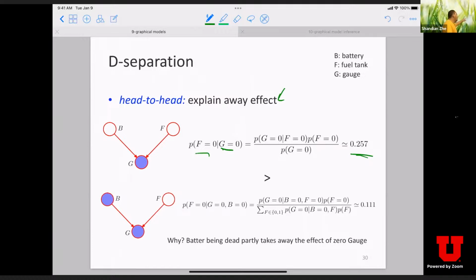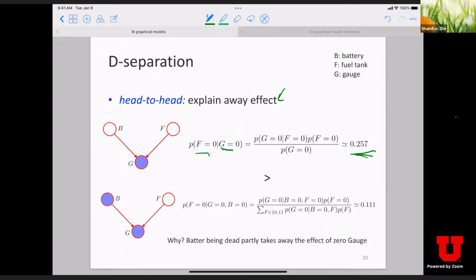In that case, even if your gauge reads 0, it doesn't necessarily mean your tank is empty as well. Right? So you have to combine those two cases, because right now we don't know if your battery is alive or not. That's how we compute, and this is our result. So this is case one.